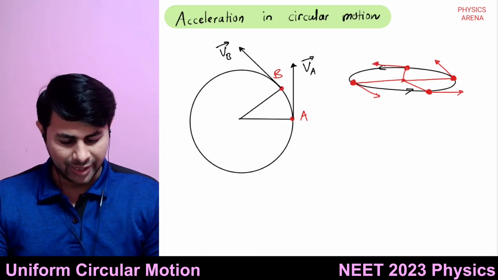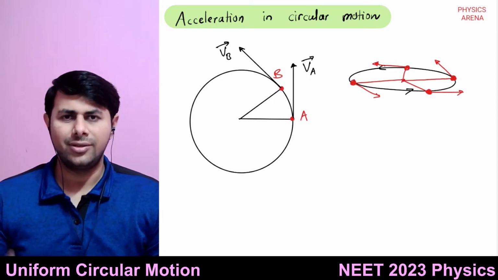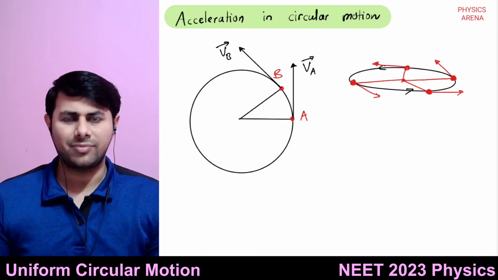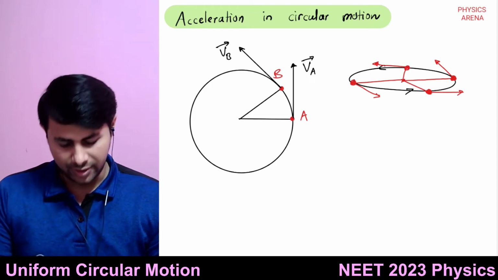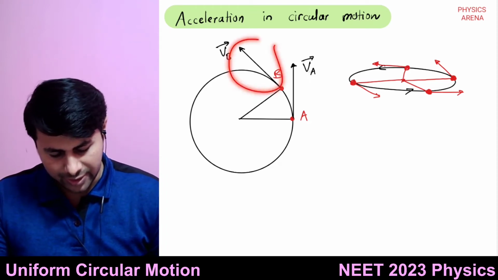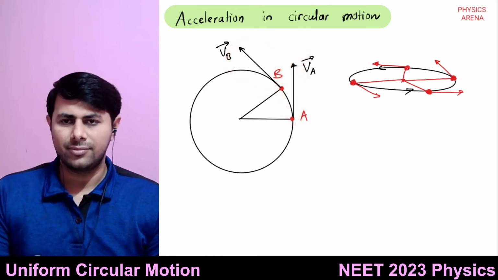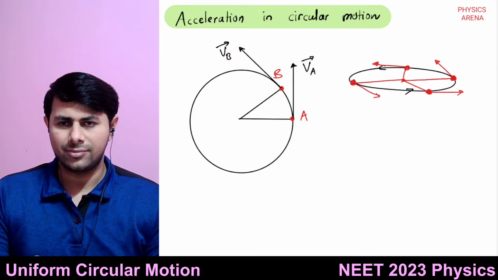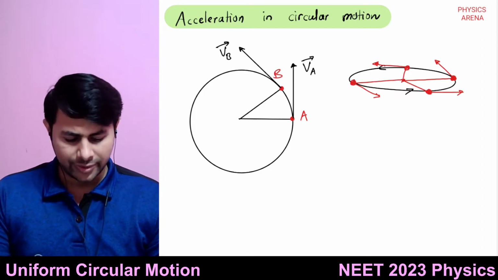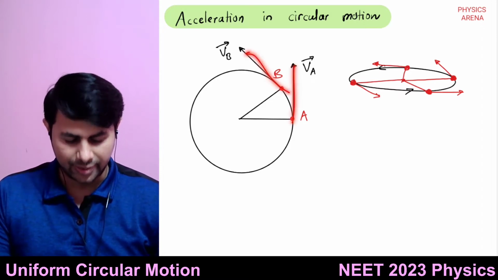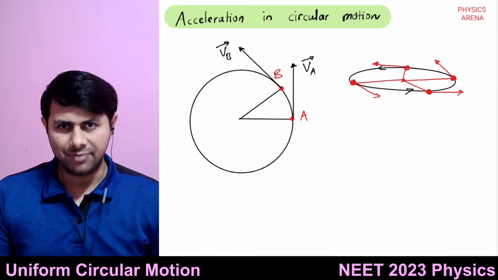Yes, there will be an acceleration because the speed is constant, but the direction of velocity is not constant. Can you say this vector and this vector are equal? No, sir. No, right? Because they have the same length, but they are not directed in the same direction.